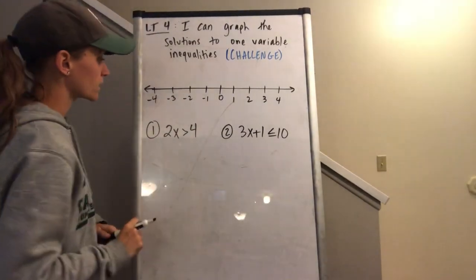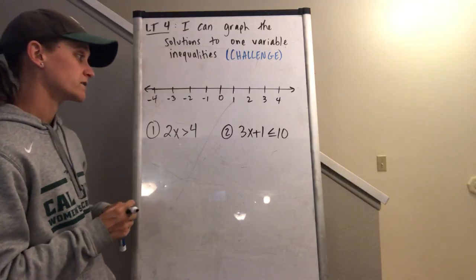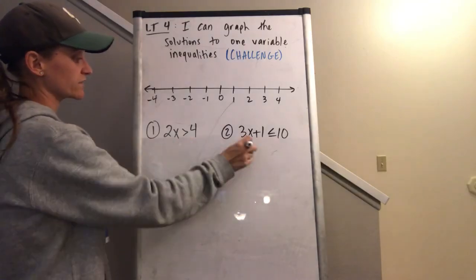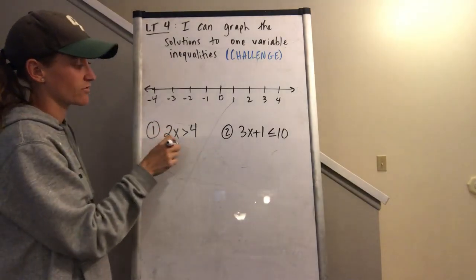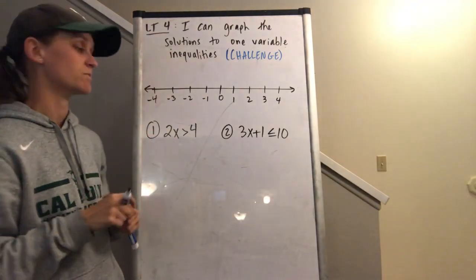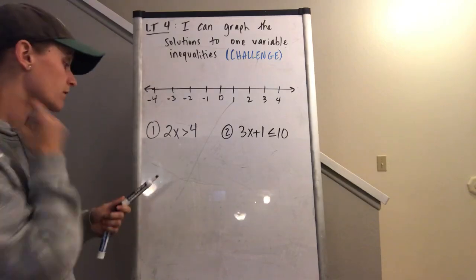Okay, so it's the same thing we've been doing. We're still graphing inequalities, but these are a little bit different because it's not just like x is greater than 4. We have some other stuff going on. So we have to solve for x before we can know where to put our point.